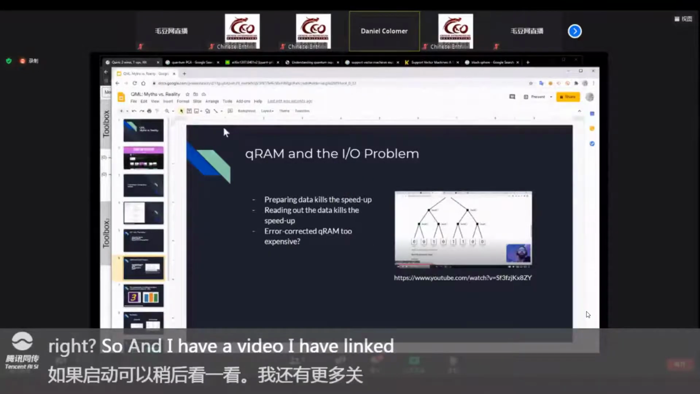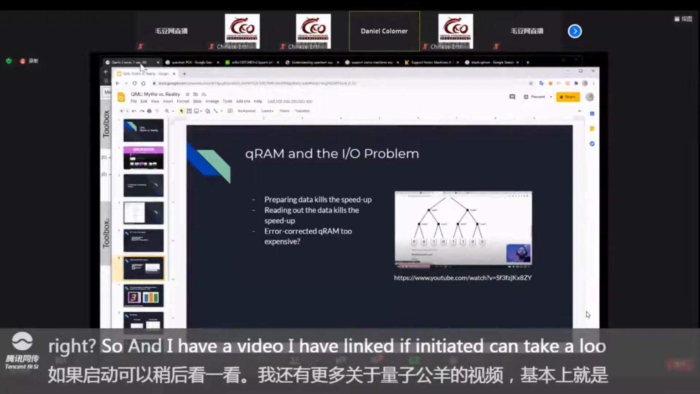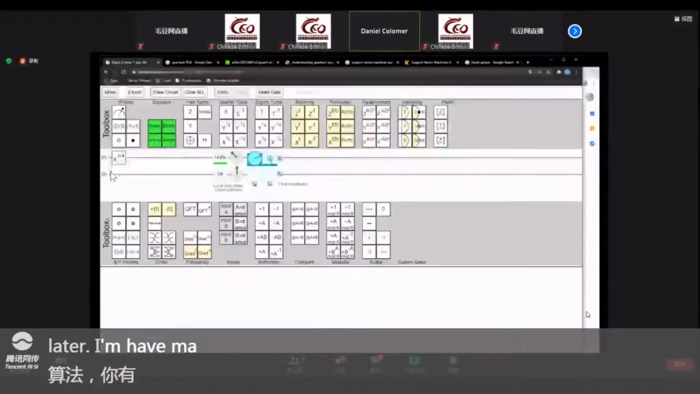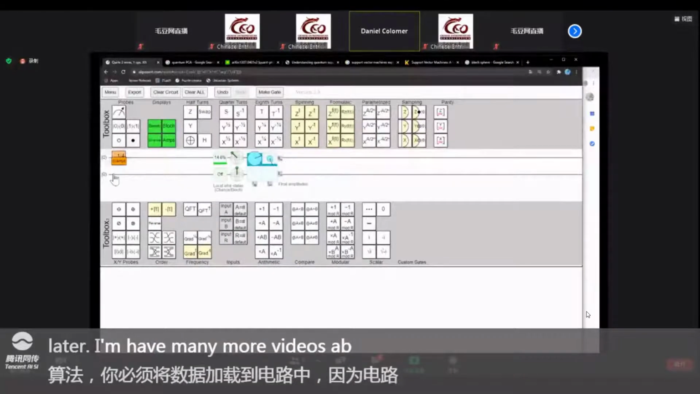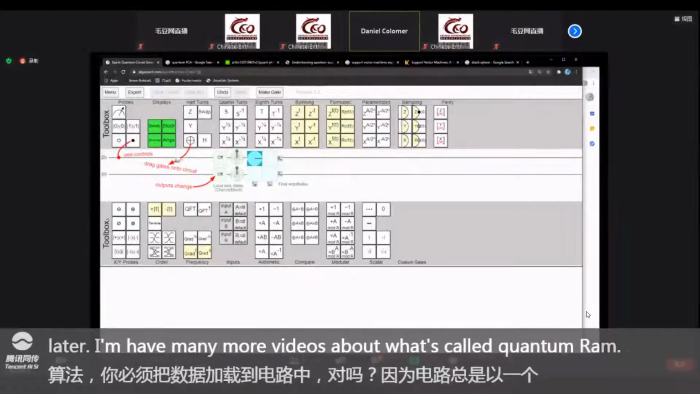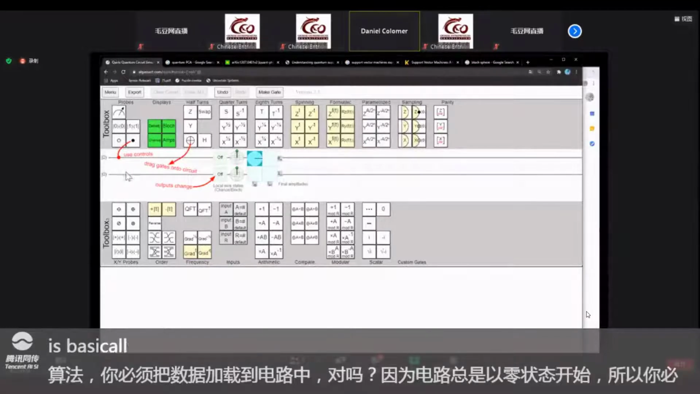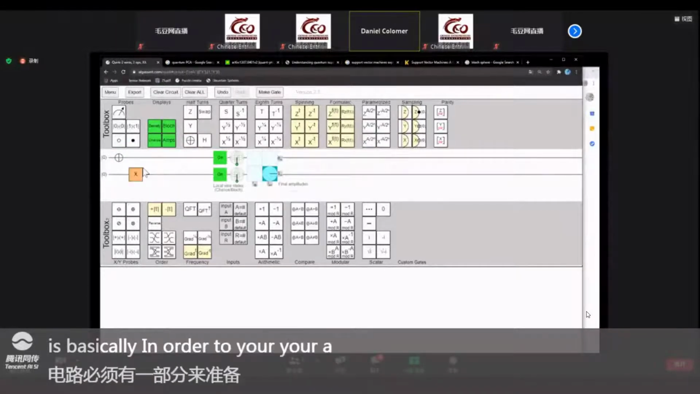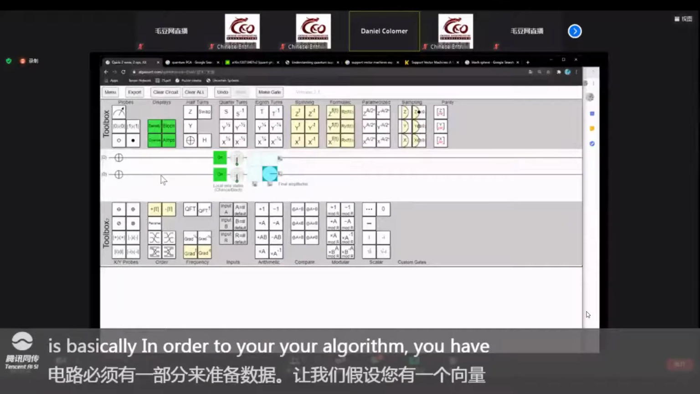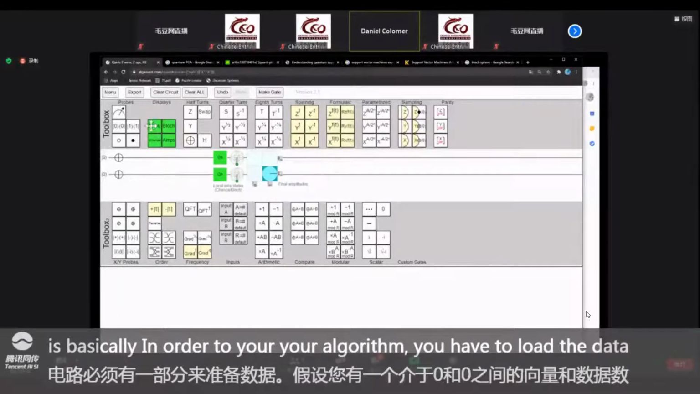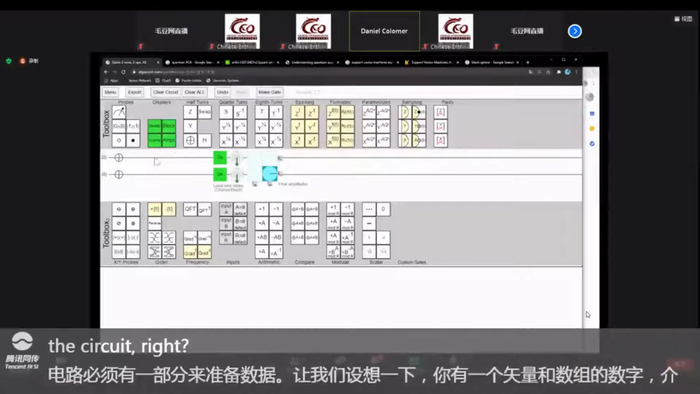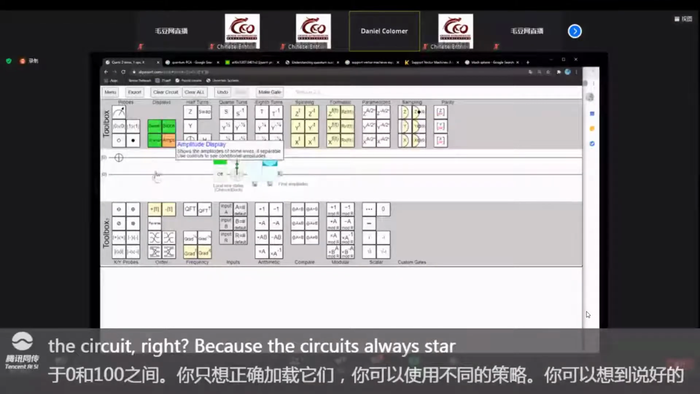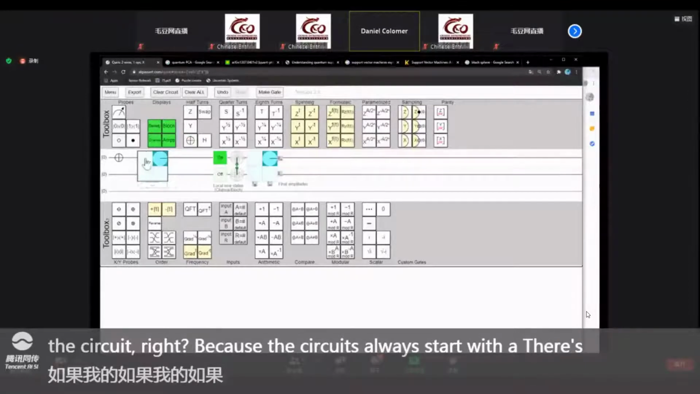In order to do your algorithm, you have to load the data into the circuit, right? Because the circuits always start with the 0 state. So you have to have a portion of your circuit that prepares the data. So let's imagine that you have a vector, an array of data of numbers between 0 and 100, and you just want to load them, right? There are different strategies you can use. You can think of saying, well, if my state has 4 elements, then I can encode 4 data points in here.